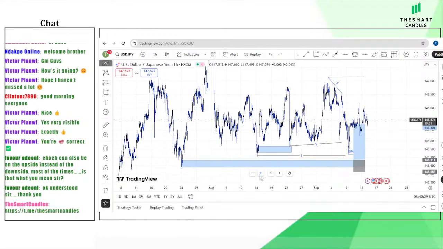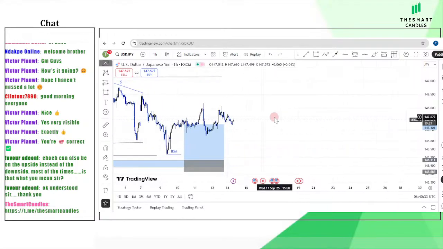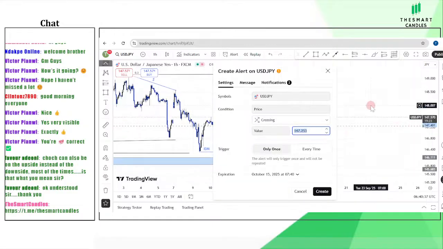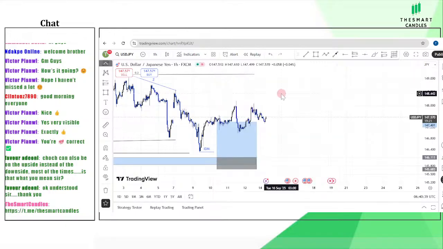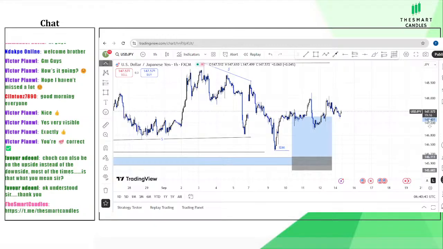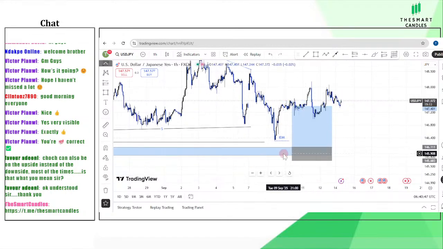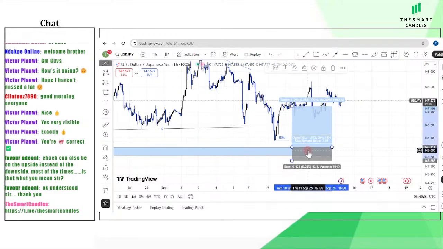We have this inducement, and what can we see on the 1 hour chart? Sorry. So on the 1 hour chart, looking at that point, we already have this demand zone, and you can see our buy setup.